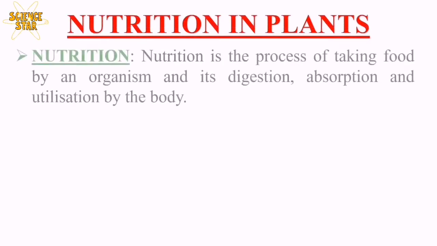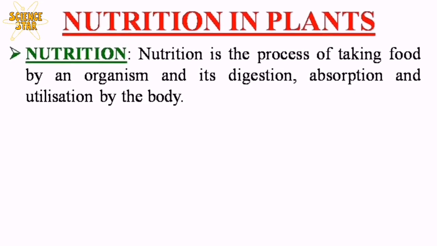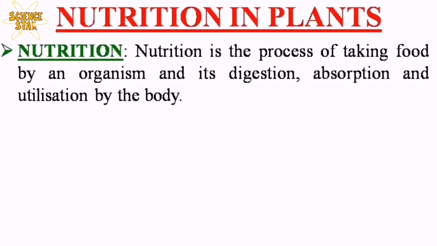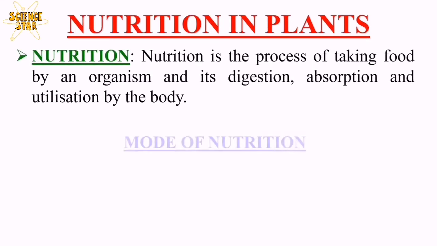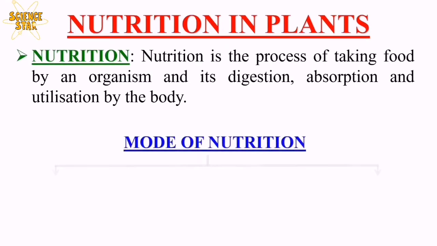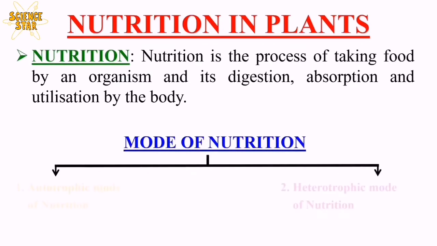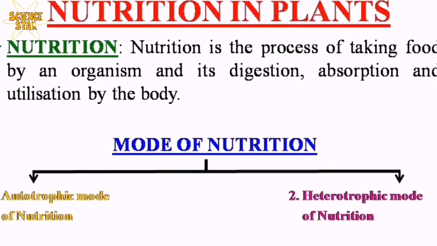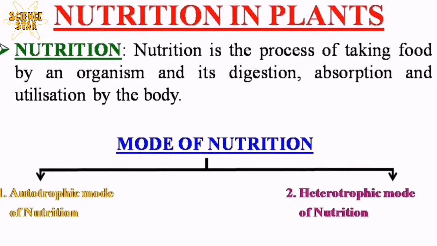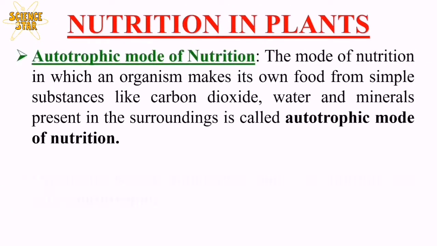So let's start. We'll start with what is nutrition. Nutrition is the process of taking food by an organism and its digestion, absorption and utilization by the body. There are two modes of nutrition in plants. First, autotrophic mode of nutrition and second one is heterotrophic mode of nutrition.